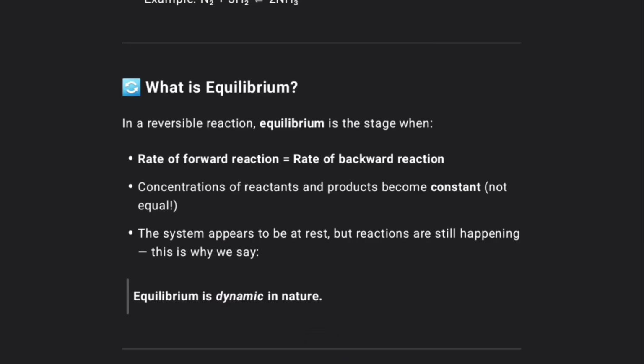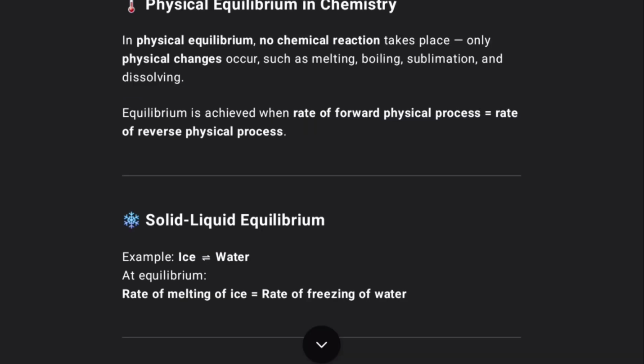What is equilibrium? In a reversible reaction, equilibrium is the stage when the rate of forward reaction equals the rate of backward reaction. Concentrations of reactants and products become constant, not equal. The system appears to be at rest, but reactions are still happening. This is why we say equilibrium is dynamic in nature.